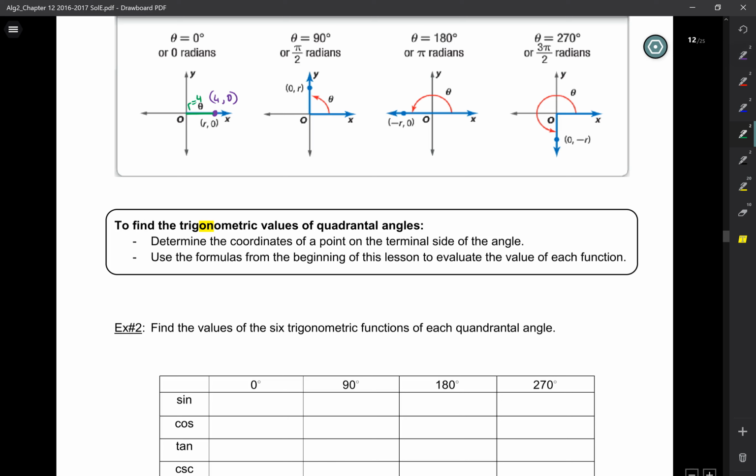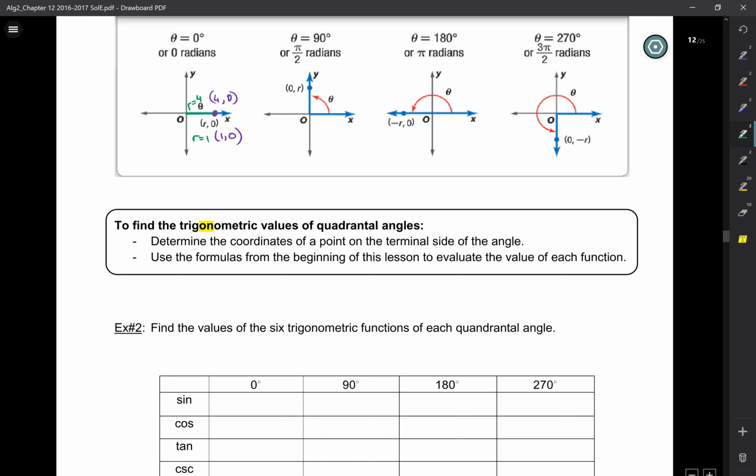Now, what do you think my favorite coordinate point is for that one? 1 comma 0 is my favorite one here, right? Because 1 is such an easier number to work with. So if it was 1 comma 0, then how much would the radius be in that case? 1.